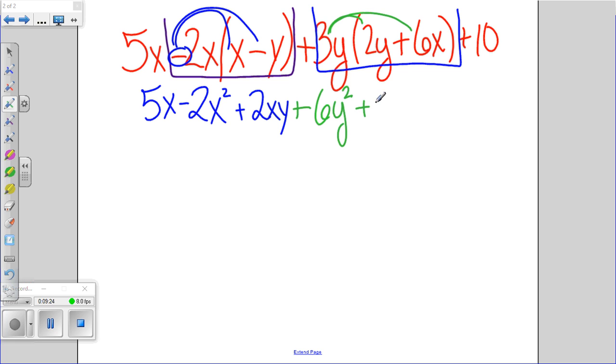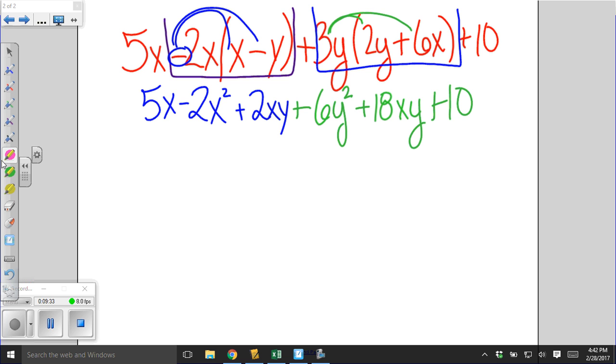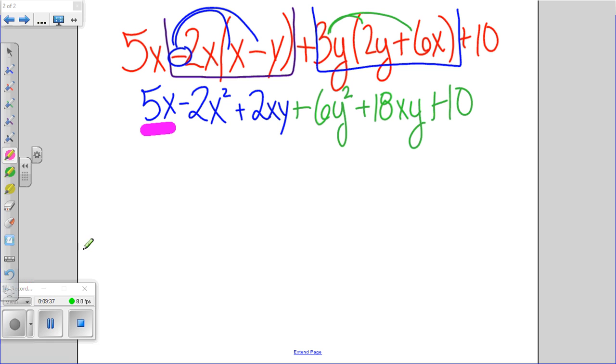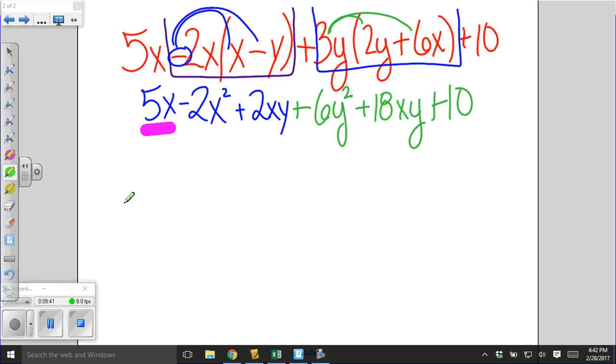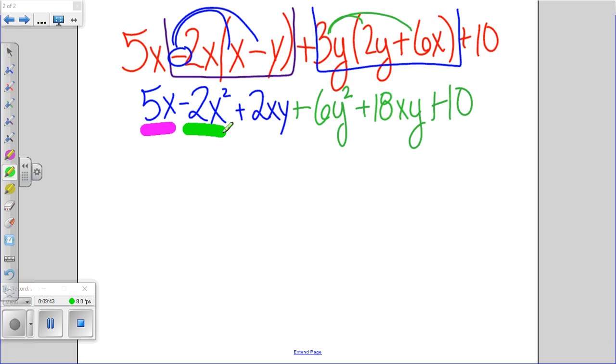3 times 6 is 18. X times y is xy. And then just bring down that plus 10. So now I have to identify my like terms. I'm going to choose pink for my x's. Looks like I only have one x. I'm going to choose green for my x squareds. Looks like I only have one x squared.